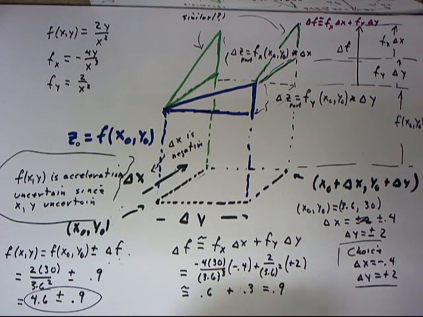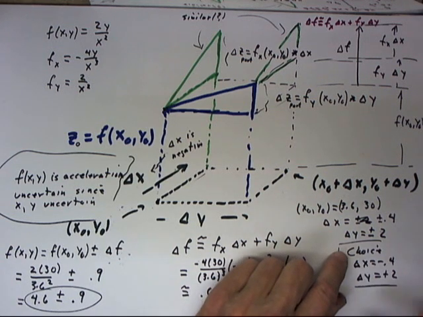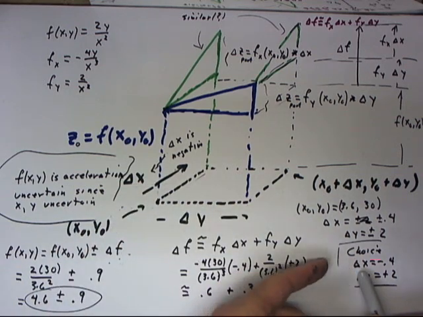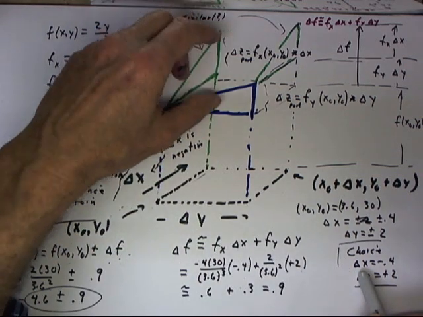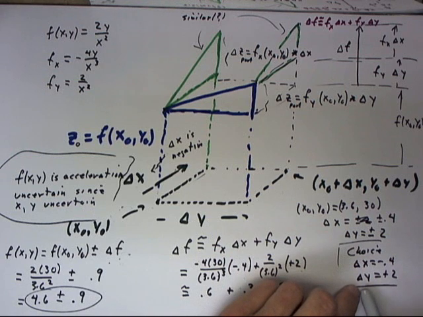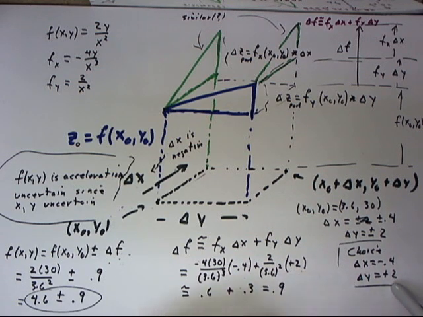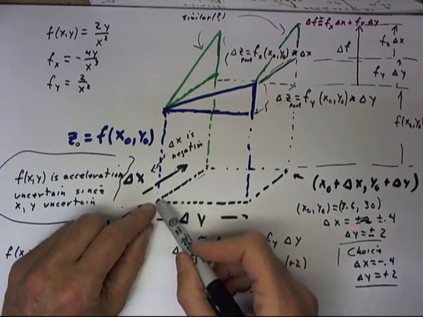So, we've made the choice to let delta x be negative, which is going to result in a positive change in our acceleration. Delta y, we've chosen to be positive, so delta x could be plus or minus 0.4. We chose minus 0.4. Delta y plus or minus 2. We've chosen plus 2. Positive here, negative here.